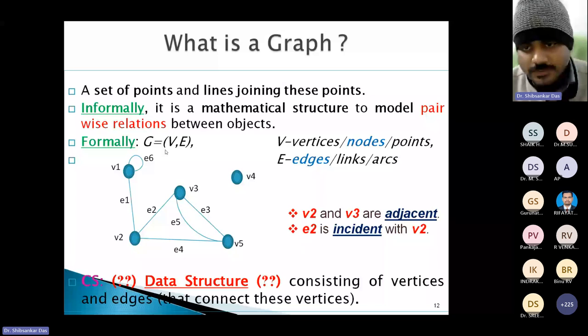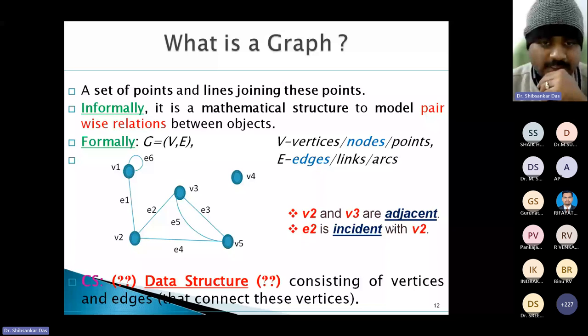So here, look at V2 and V3. There are certain terminologies. V2 and V3 are called adjacent. Similarly, another terminology is that E2 is incident with V2. E2 is incident with V2. Similarly, E2 is incident with V3, and so on.